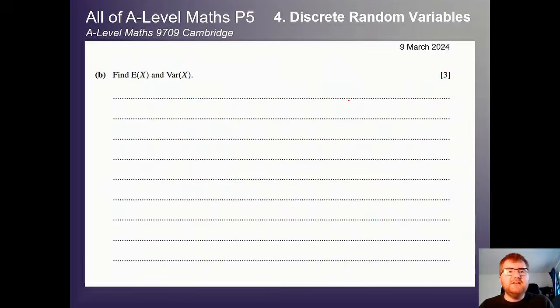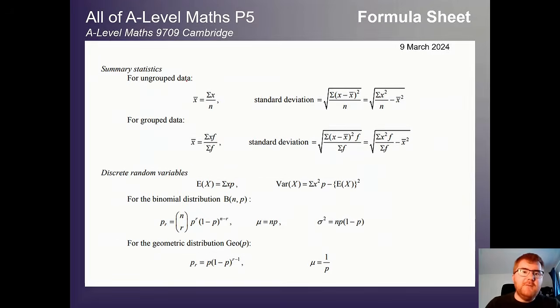Okay, on to this part, and this is where you do need your formula sheet. So we're looking for the expected value and we're looking for the variance. Now, the formulae, you always have this on your formula sheet. So I've got this here for you under our section here of discrete random variables.